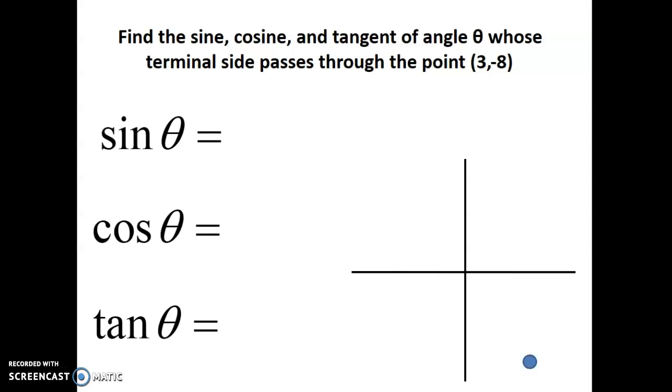You're given a point. Here's our point. 3, comma, -8. So we go to the right by 3. We go down by 8, which gives you a -8. We have to find what the other side is going to be by, again, doing the Pythagorean Theorem. All right, 3 squared plus -8 squared is going to give you 73.